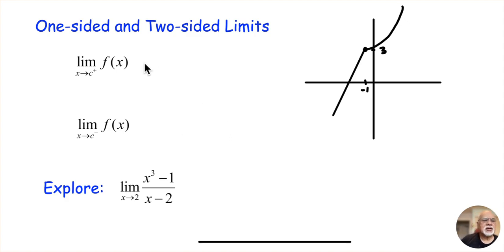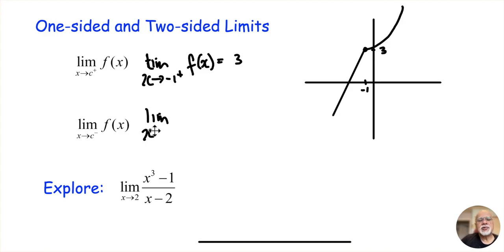Now, if we take a look at the limit, for example, as x is approaching negative 1 from the right-hand side. So this notation, negative 1 with the plus written like that as a superscript, indicates what the limit is. The limit is as x approaches negative 1 from the right-hand side. So if you're coming from the right-hand side, f of x appears to be approaching 3. If we look at the limit as x is approaching negative 1 from the left-hand side, in other words, along this linear piece, f of x is also equal to 3.